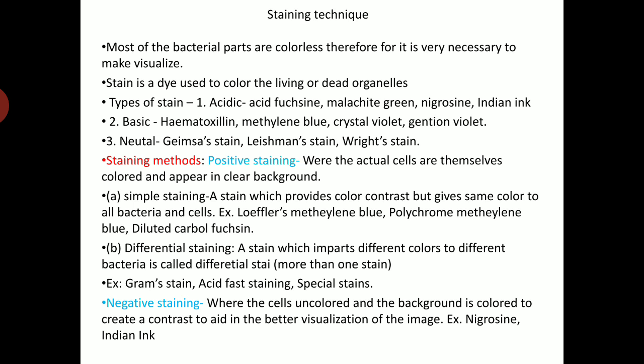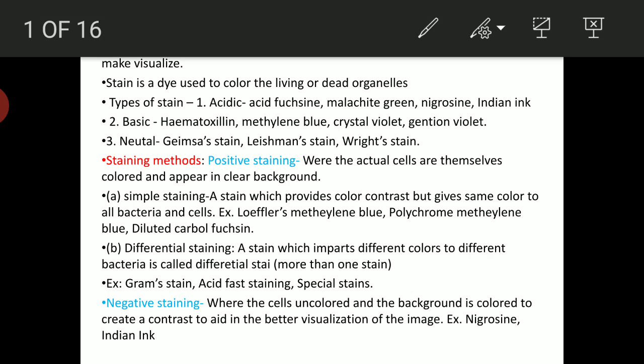There are two types of staining methods. One is positive staining. Let us discuss positive staining, where the actual cells themselves are colored and appear in a clear background.